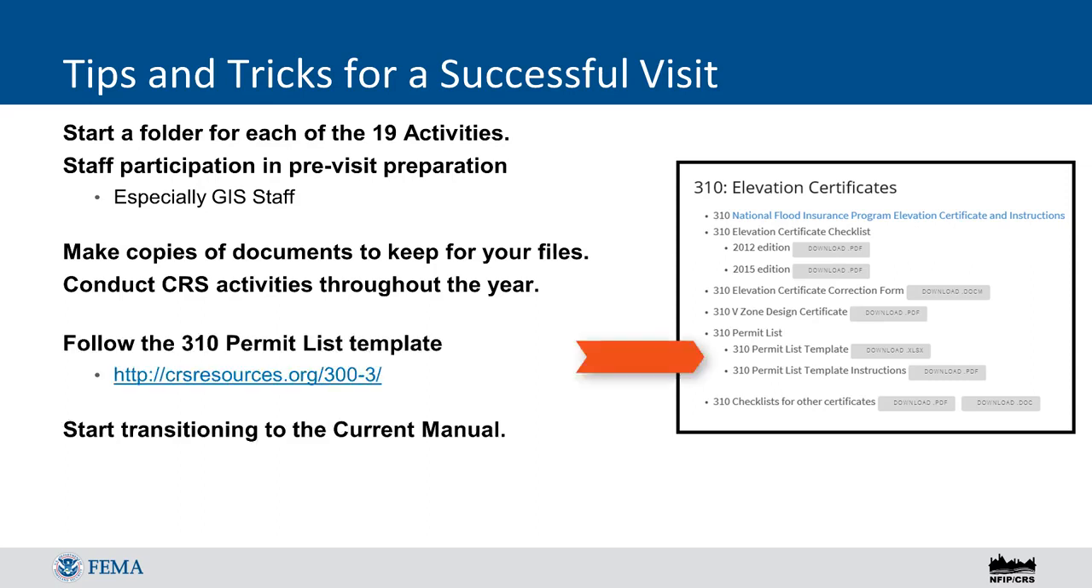Go look at our Activity 310 Permit List template. If you can switch over and use it going forward, that's great. If you have your own tracking system, that's also fine. Just make sure that your tracking system keeps the same information that we want. You can find that template on our website. If you're not quite up to speed with the newest manual, start familiarizing yourself with it and what's required, and start documenting things that way.